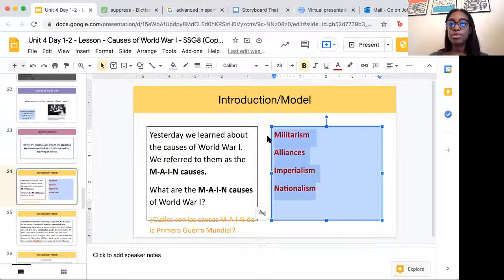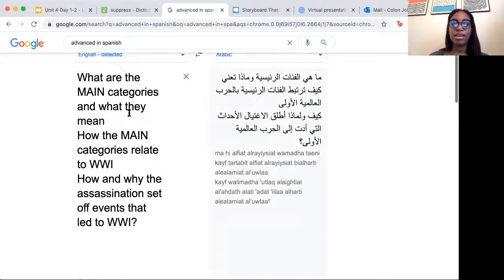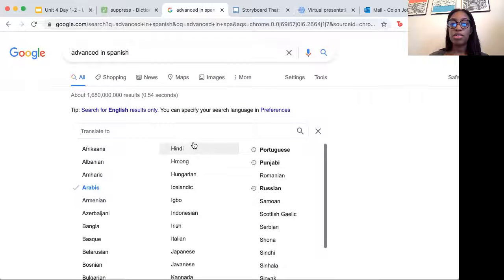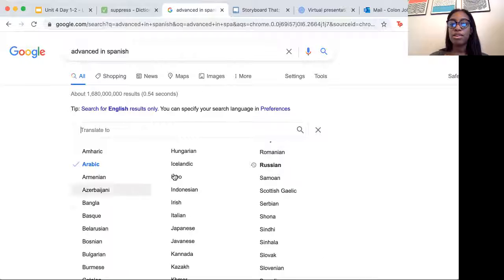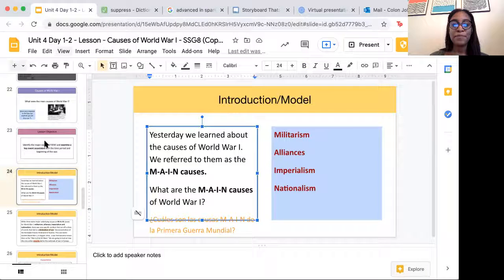If you want to, you can also figure this out in your home language. You can always contribute in your home language. And that's the beauty of Google Translate, where you can copy paste your question or type it in, and you can choose your language and it will translate it for you. So that can help you, okay?